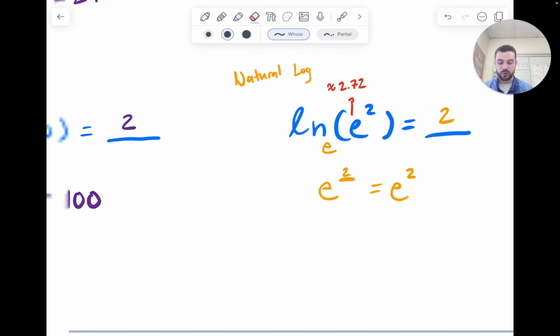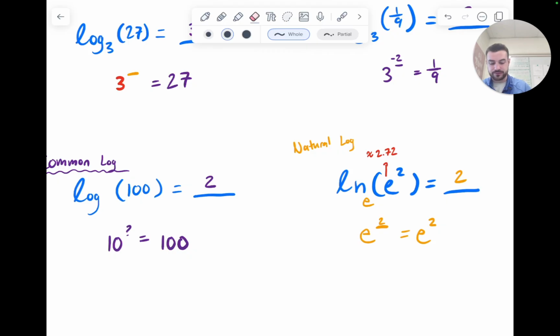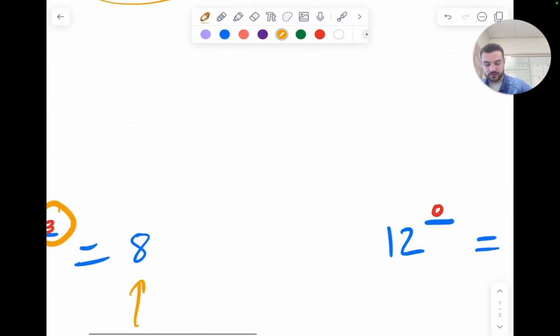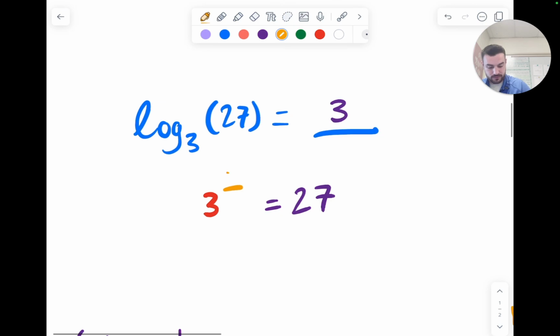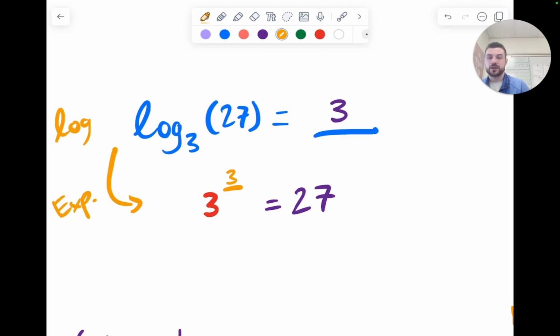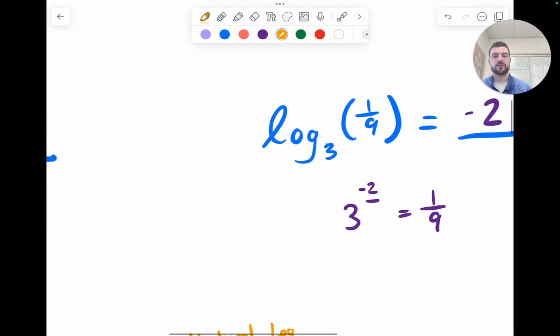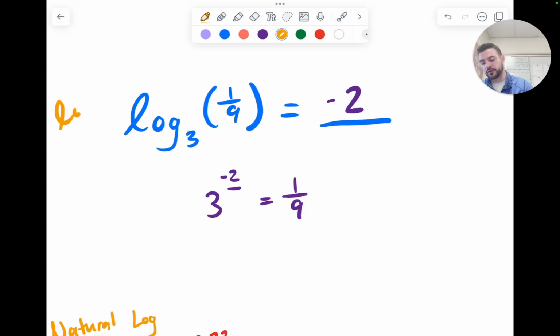All right, so what we just did, going from here to here, is going from log form to exponential form. In the beginning, when we're first solving logs, it's going to be easiest to solve logs or evaluate logs by switching forms.